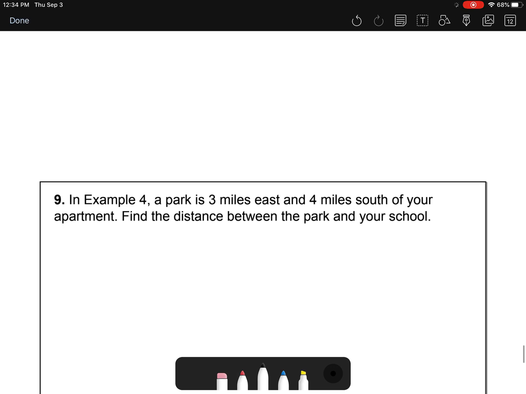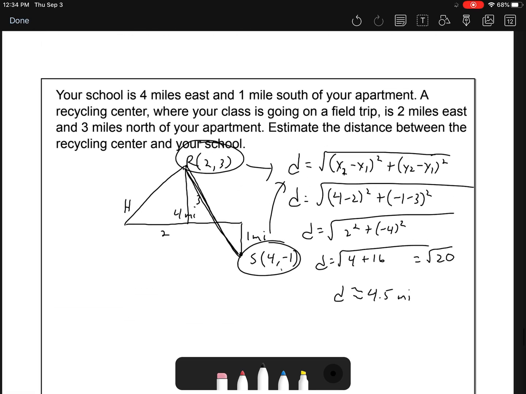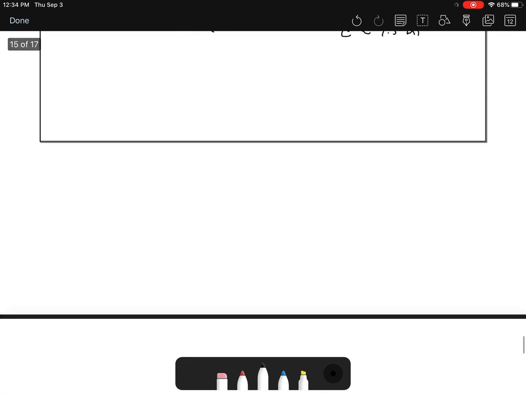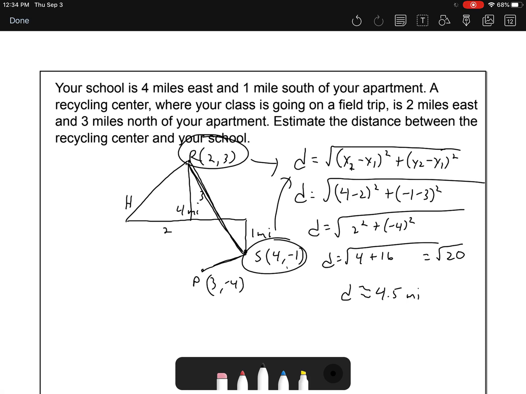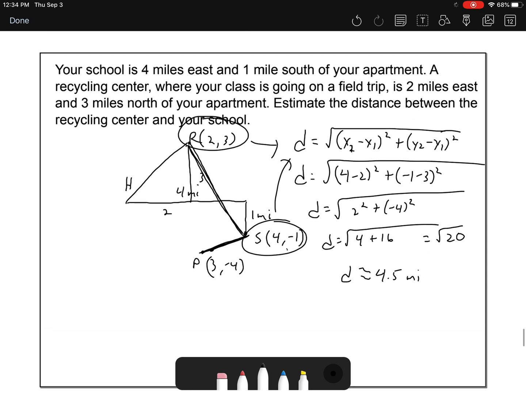So now, a park is 3 miles east and 4 miles south of your apartment. So 3 miles east and 4 miles south. So that's down here, and that's going to be 3, negative 4 is your park. And we want to know the distance between your park and your school right here. Well, again, distance formula. So it'd be x minus x, quantity squared, plus, I use this point first again, it does not matter.